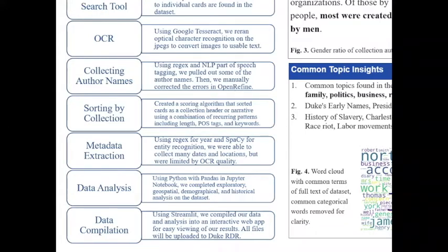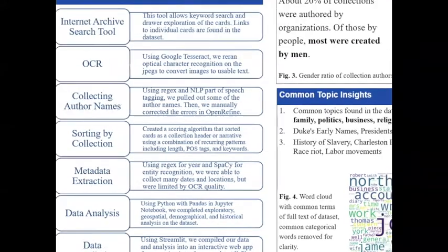After we created the data set, we did some different types of analysis, such as geospatial, demographical, and historical on this data set. As you can see, we made this into a web app. The link is in the chat. We used Streamlit and put all of our data on this web app for easy viewing of the results. We also uploaded our data and code to the Duke Research Data Repository for future researchers.